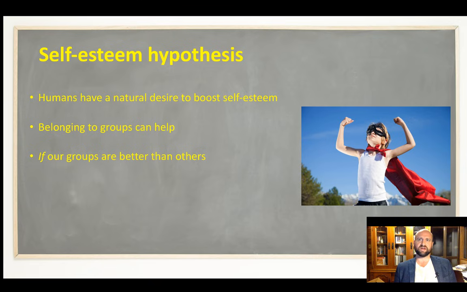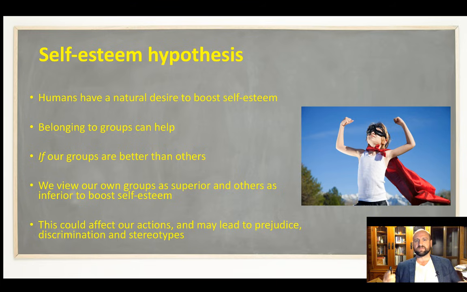Now, how do we make sure our groups are better than the others? Well, this is where discrimination, prejudice can come into it. If I think negatively about the out-groups, it's going to make my in-group seem better. If I treat out-groups differently, it's going to make my in-group seem better. And so this is partly how social identity theory can explain those behaviors.